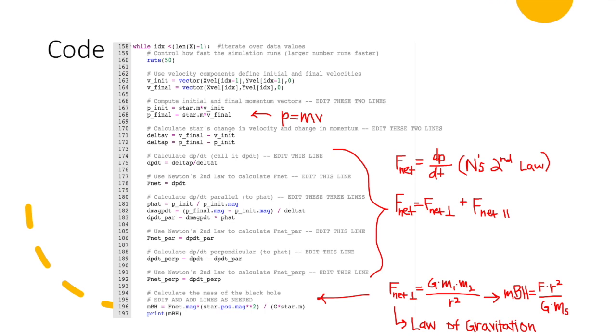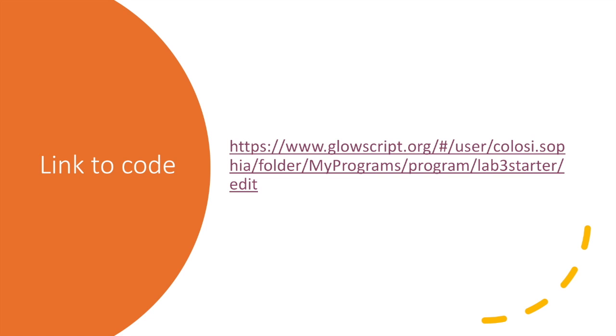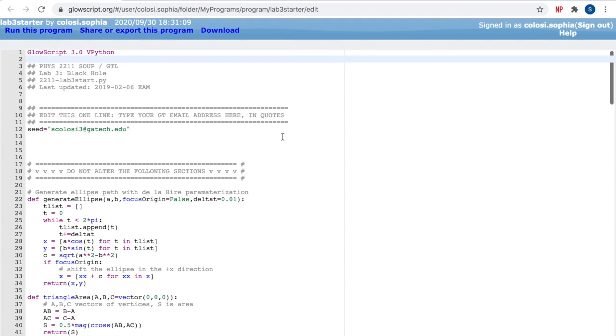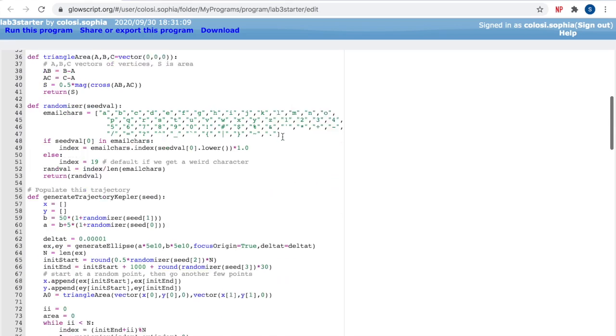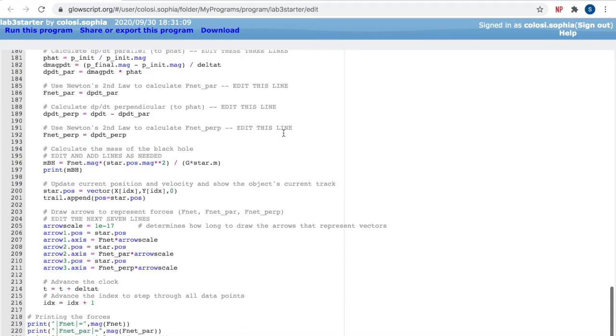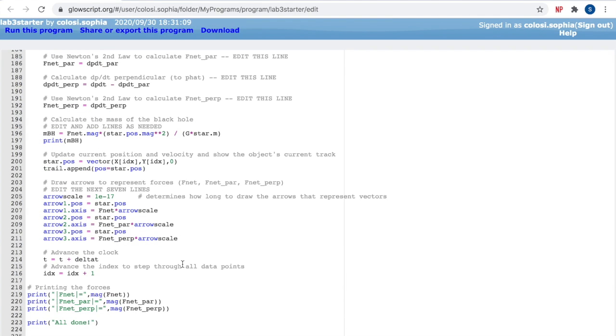Earlier I mentioned that we have to break down the net force into perpendicular and parallel components, so the next few lines are a reflection of that. Finally, on line 196, I defined the mass of the black hole by rearranging Newton's law of gravitation. Here you can see my code, and then when we get to the bottom, you can see how I arranged my force arrows.